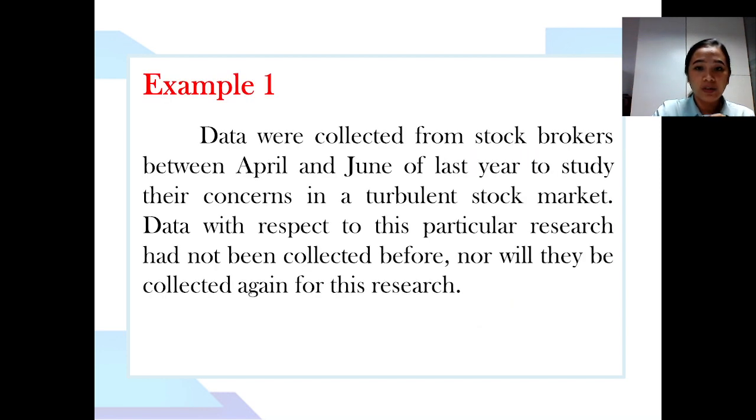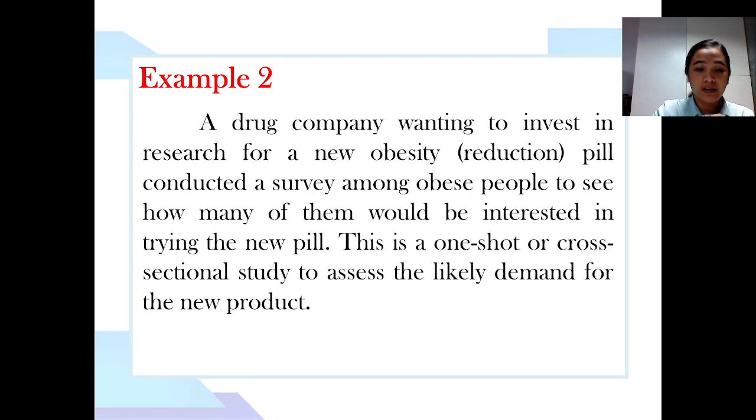Example, data were collected from stockbrokers between April and June of last year to study their concerns in a turbulent stock market. Data with respect to this particular research had not been collected before, nor will they be collected again for this research. The second example, a drug company wanting to invest in research for a new obesity pill conducted a survey among obese people to see how many of them would be interested in trying the new pill. This is a one-shot or cross-sectional study to assess the likely demand for the new product.